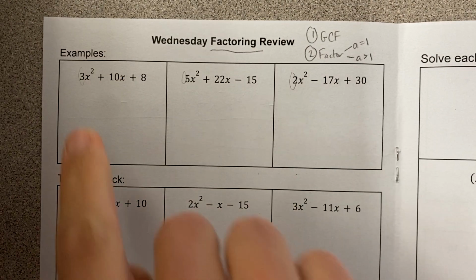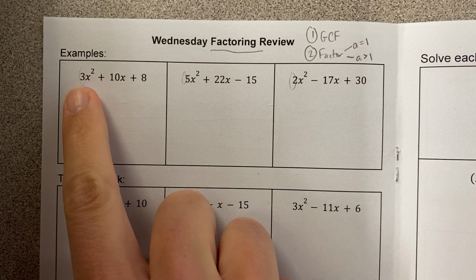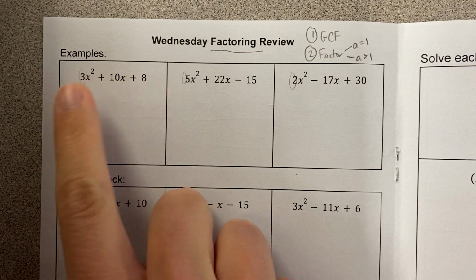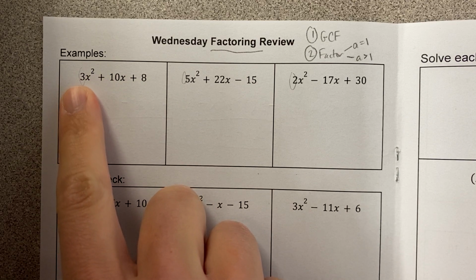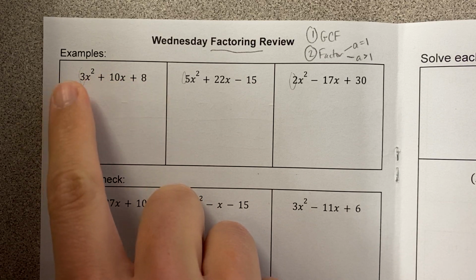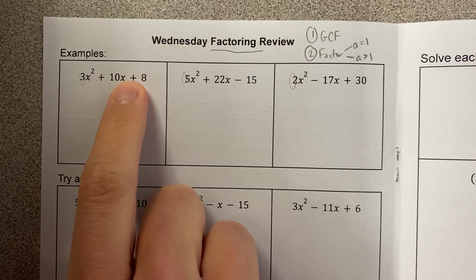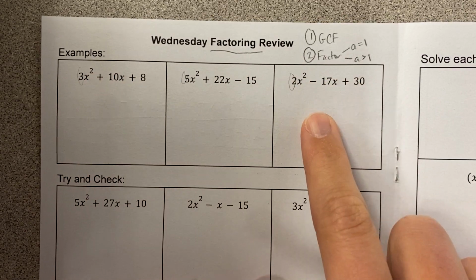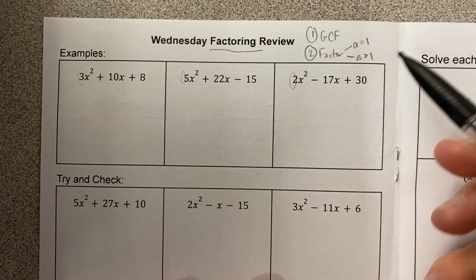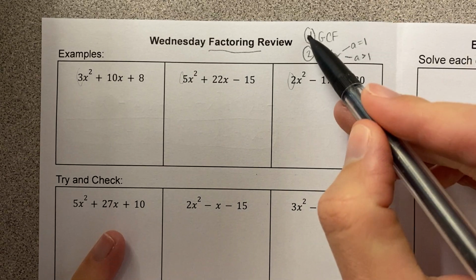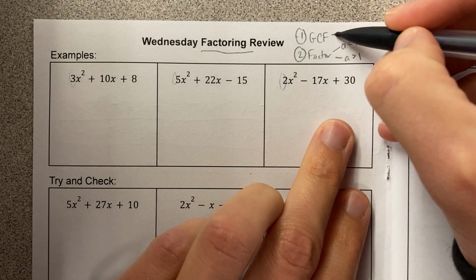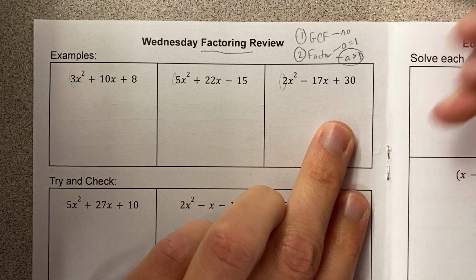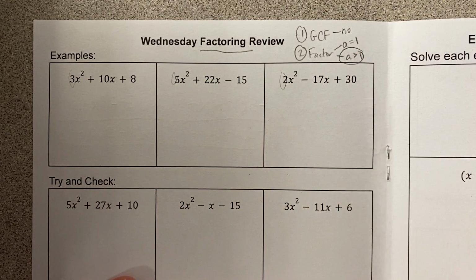So let's take a look at this first one. Is there a GCF? Is there a number that multiplies to 3, 10, and 8? Well, actually there isn't. The only number that multiplies to 3 is 3 and 1, and 3 doesn't multiply to 10 or 8. So there actually isn't a GCF here. And not only is there not a GCF, A is greater than 1. And I'm just going to tell you right now that for this whole page for today, there's going to be no GCF, and A is going to be greater than 1. So we're just going to practice that skill for today.